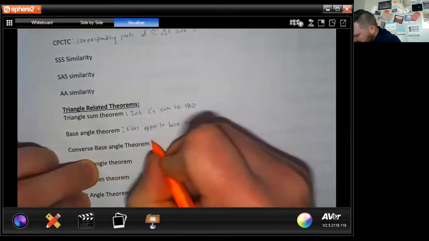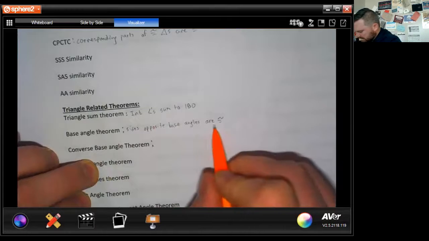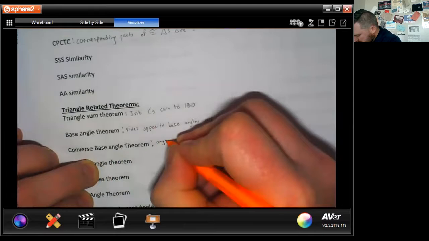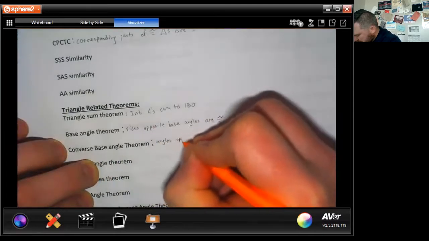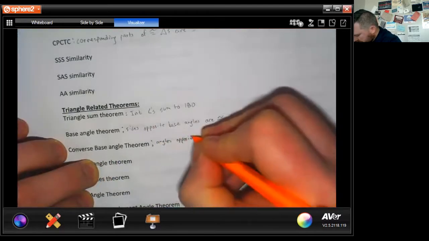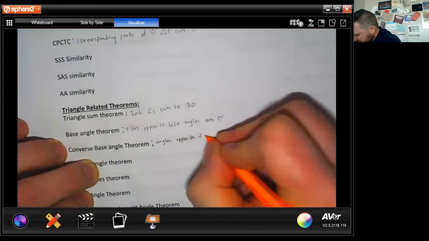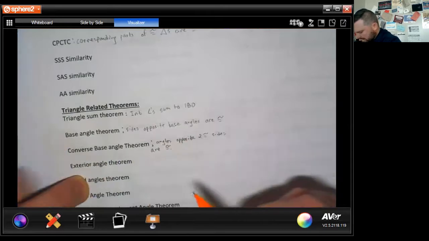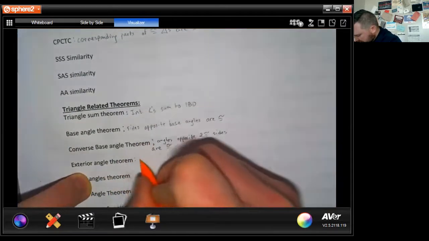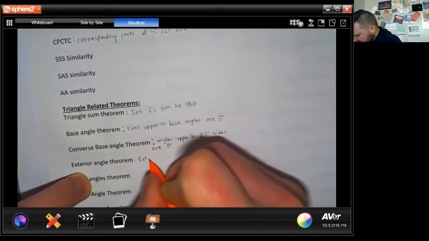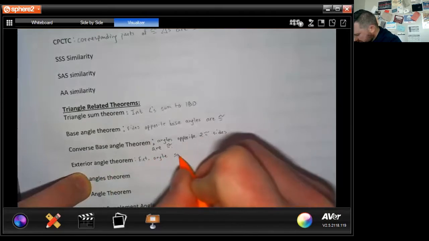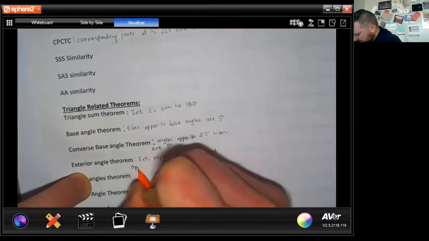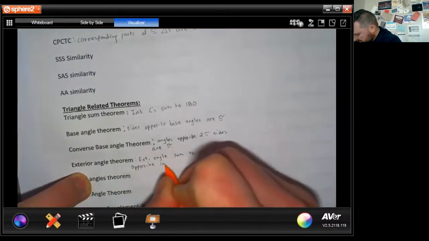Converse base angle theorem. So that's the reverse of this. So that says that your angles opposite two congruent sides are congruent. Exterior angle theorem. Exterior angle sums to the two opposite interior angles.